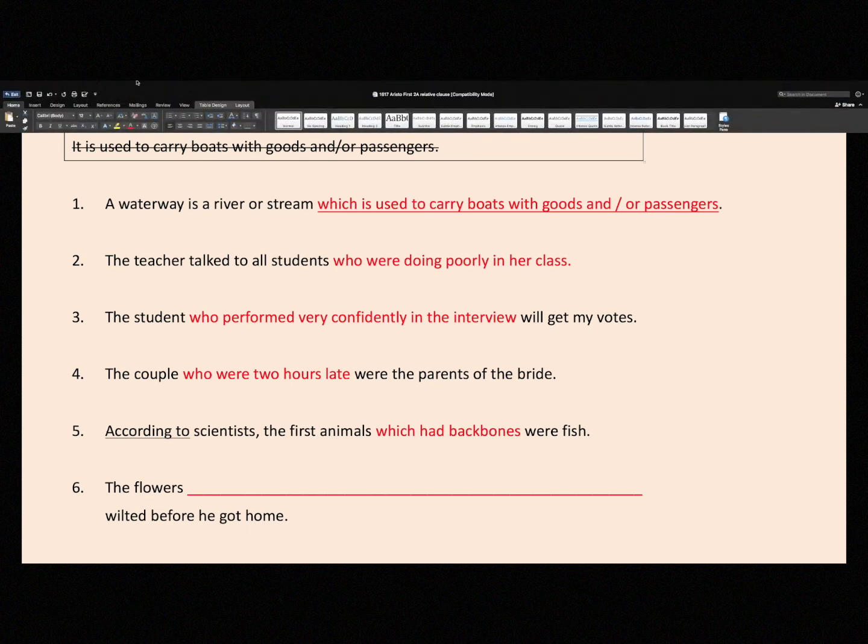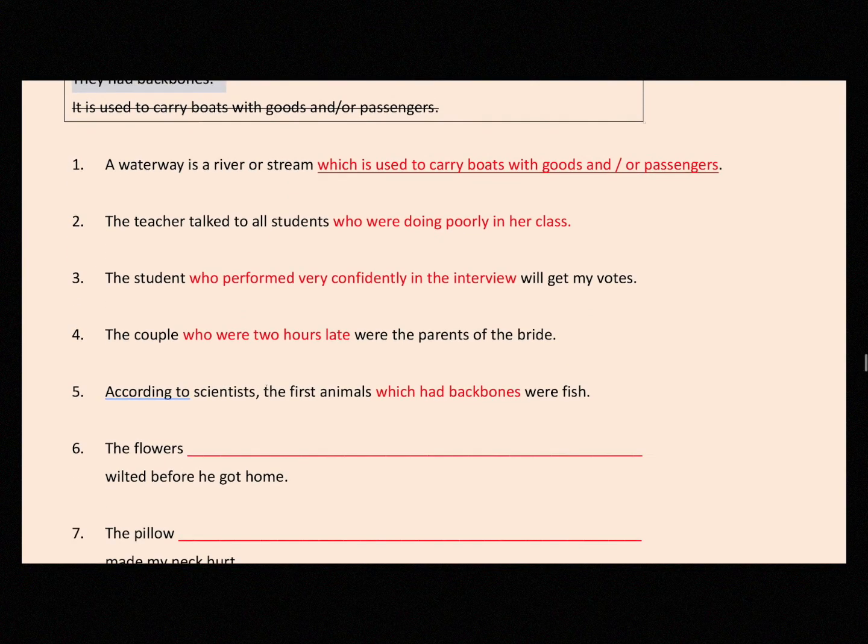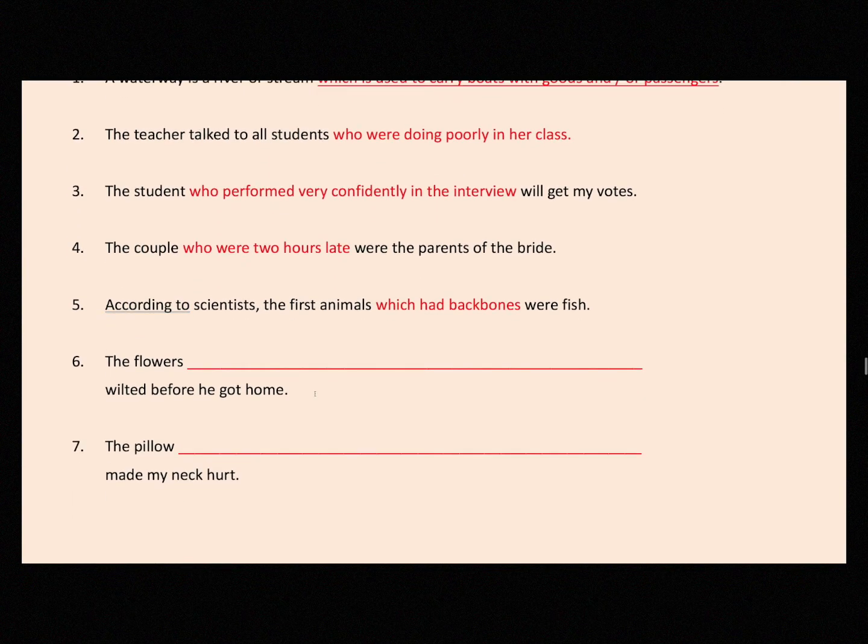Okay, and this one is also used. Also cross out this one. Then we'll go on to number 6.